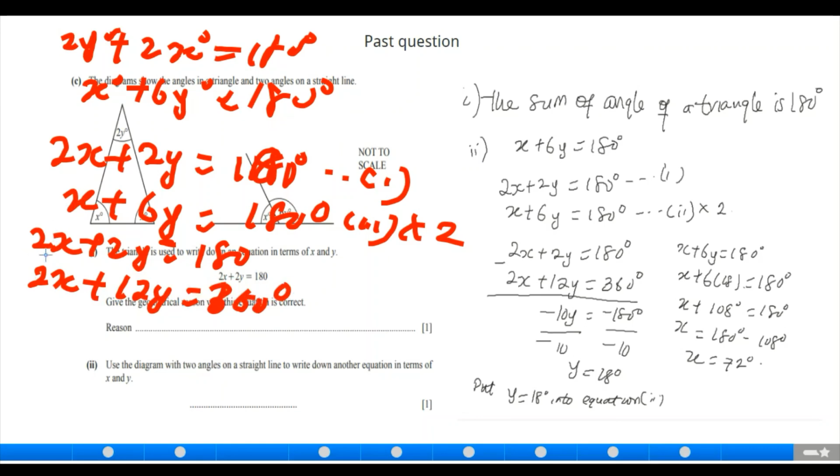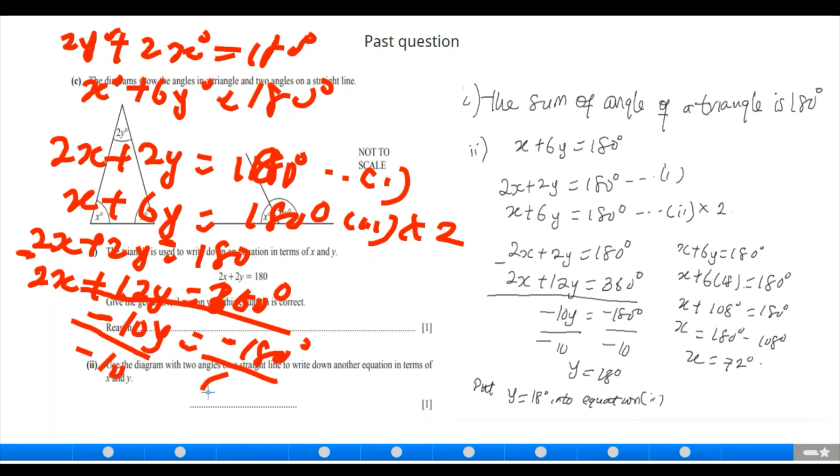Now we can put a negative sign here and subtract, so that x will be eliminated and we can know the value of y. So 2x minus 2x gives 0. Plus 2y minus plus 12y gives minus 10y, because minus times plus gives minus. 180 minus 360 gives minus 180 degrees. So we divide both sides by minus 10. The 10 cancels 10 here, and the minus cancels minus. So we have y equals 180 divided by 10, which is 18. So y equals 18.